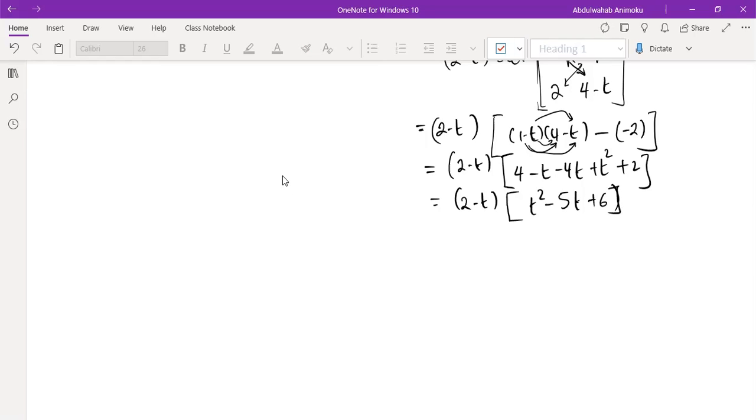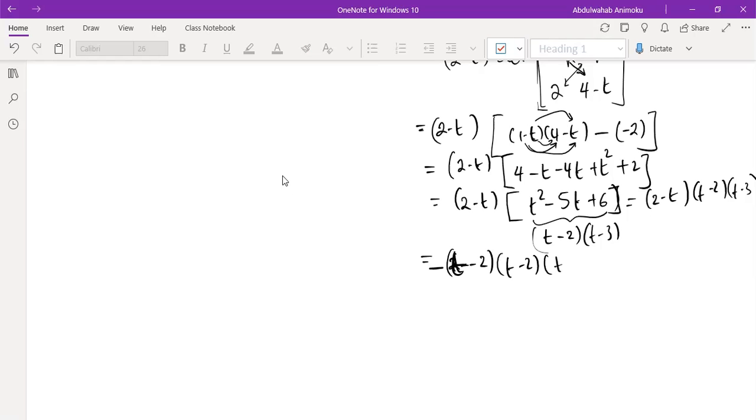And then what we do here is we factorize this. This is a quadratic expression. To factorize this is just t minus 2 and t minus 3. You could try to figure out how we got t minus 2, t minus 3. It's not so difficult. If you require a video on how to do this, please comment below so that I can make a video on how to simplify quadratic expressions. So now with this, we can switch things around so that the first factor will now be t minus 2, t minus 2, then we have t minus 3.